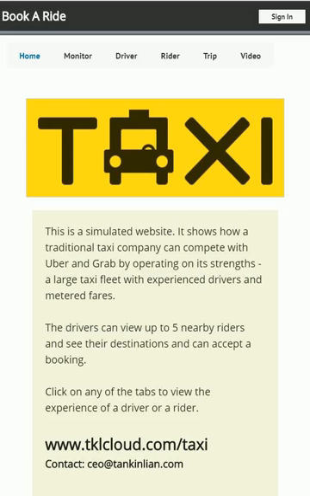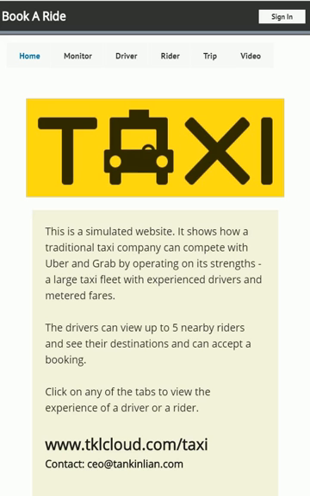I want to show you in this video a new taxi booking app. It uses a new algorithm. Let me explain the usual algorithm used by Uber, Grab, and taxi companies.